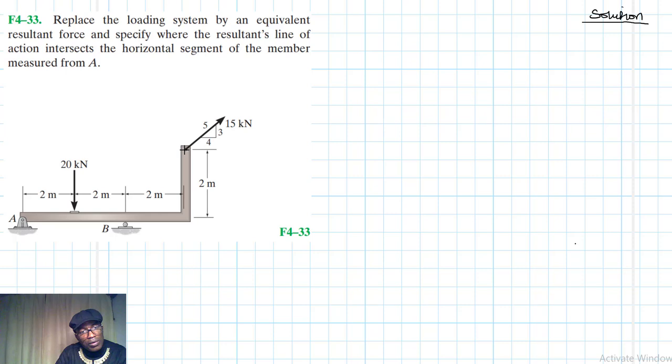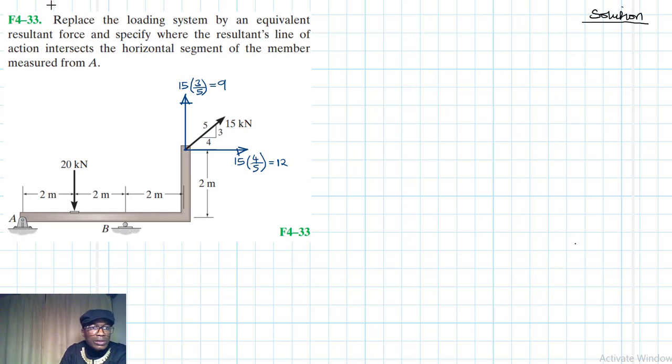So we'll have a component like so, and another component like so. So what are these components? This is a 15 times the rise, which is 3 divided by 5. So 15 divided by 5 is 3, 3 times 3 is 9. And 15 times the run, 4 divided by 5, this gives us a 12.